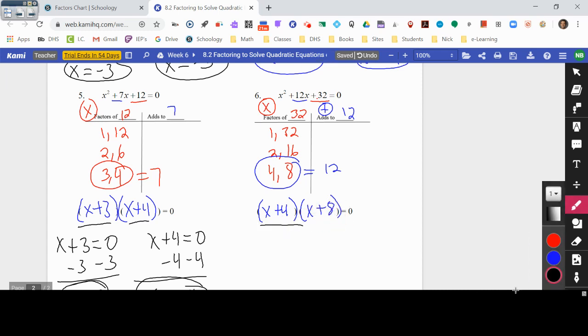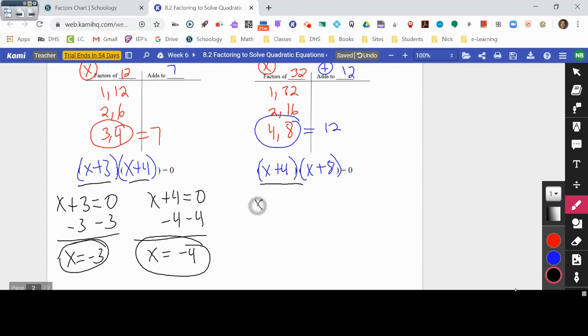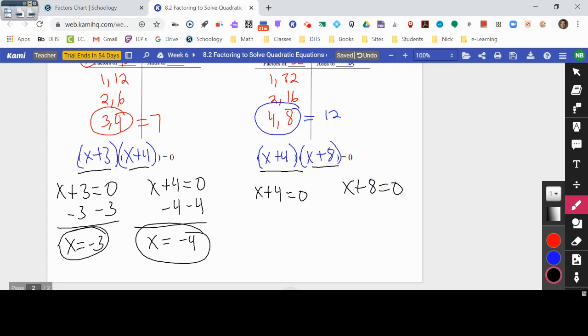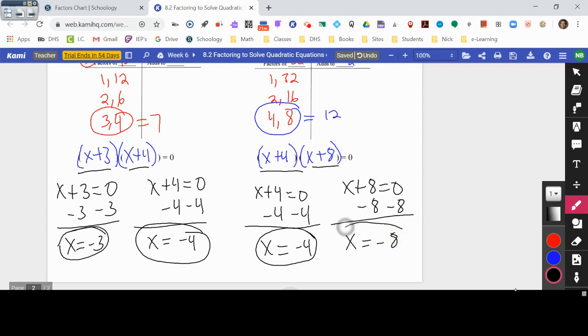Now I'm ready to solve. Now I can say that x plus 4 is equal to 0, or I can say that x plus 8 is equal to 0. Nice. Both of these are just one-step equations, so you get x by itself. We're going to subtract 4 from both sides. So we say x is equal to negative 4. We subtract 8 here. We subtract 8 there. And x is also equal to negative 8. So those are my two solutions.